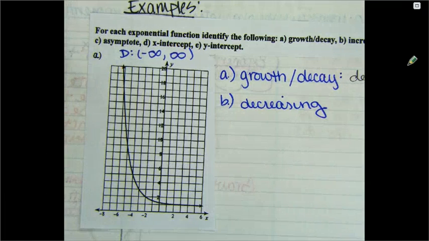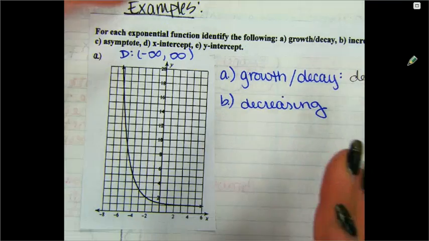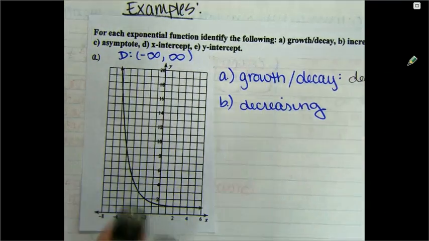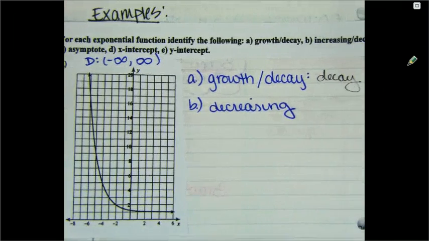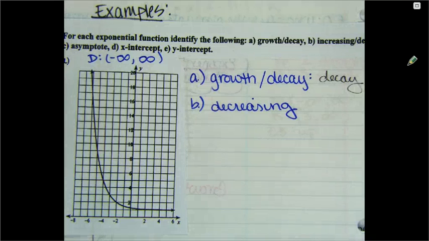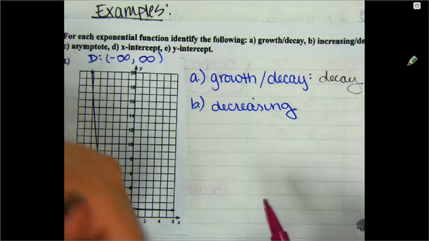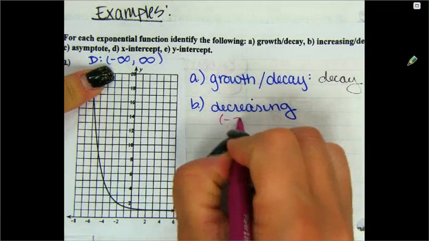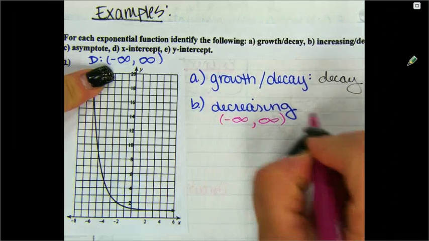Our range isn't the same, but that's okay. Our domain is the same. Make sense? Kind of like absolute value, your domain was negative infinity to positive infinity, but your range was based on where it was at. Same thing is happening here. So it's saying it's decreasing, but where is it decreasing from? Isn't the whole thing decreasing? Yeah, so it's decreasing from, guess where? Negative infinity to positive infinity. It's all your x values.